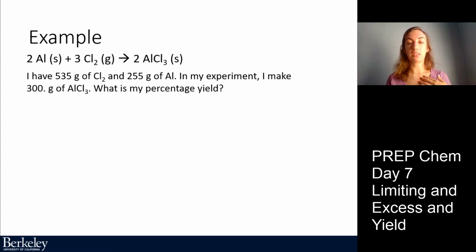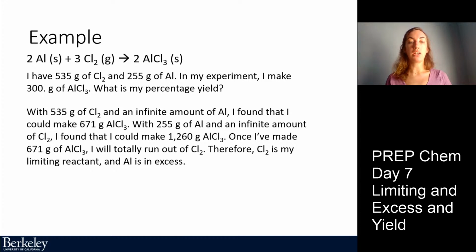So I want you to discuss this in groups for a couple minutes, and just to remind you of the things that we decided before. None of this that I just popped up is new information. This is what you solved for on previous slides. So I had found out that if I have 535 grams of chlorine, I can make 671 grams of AlCl3. If I have 255 grams of aluminum, I could make 1,260 grams of AlCl3. That 671 is less, so that means that Cl2 is my limiting reactant and Al is in excess.